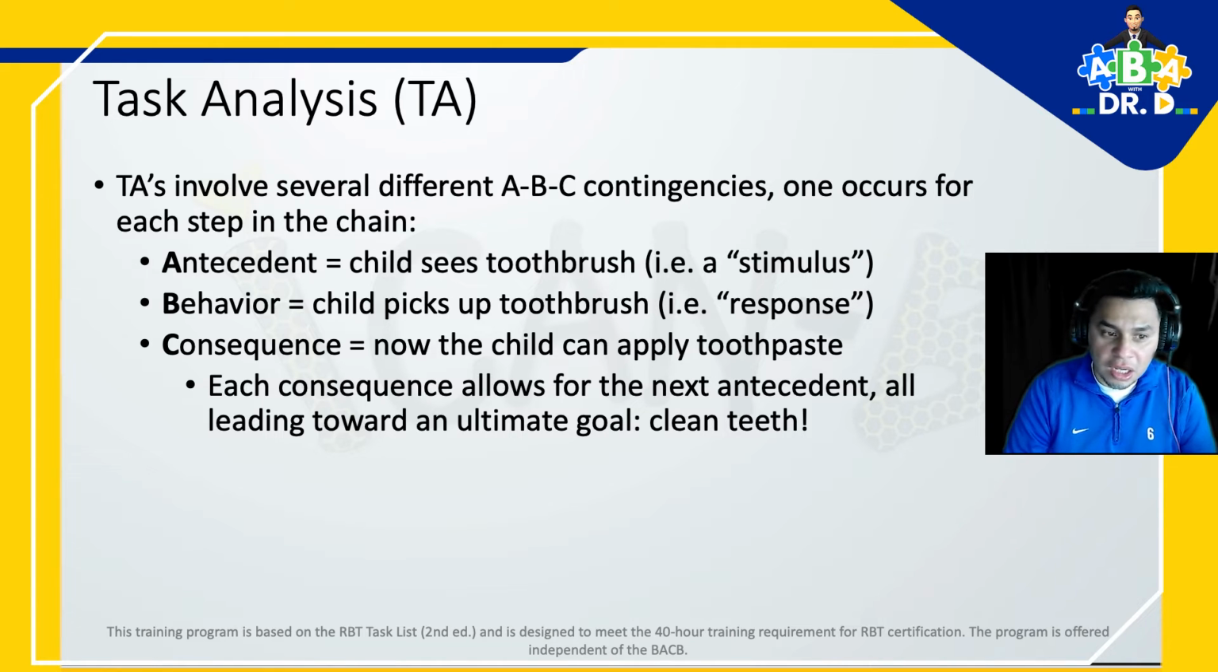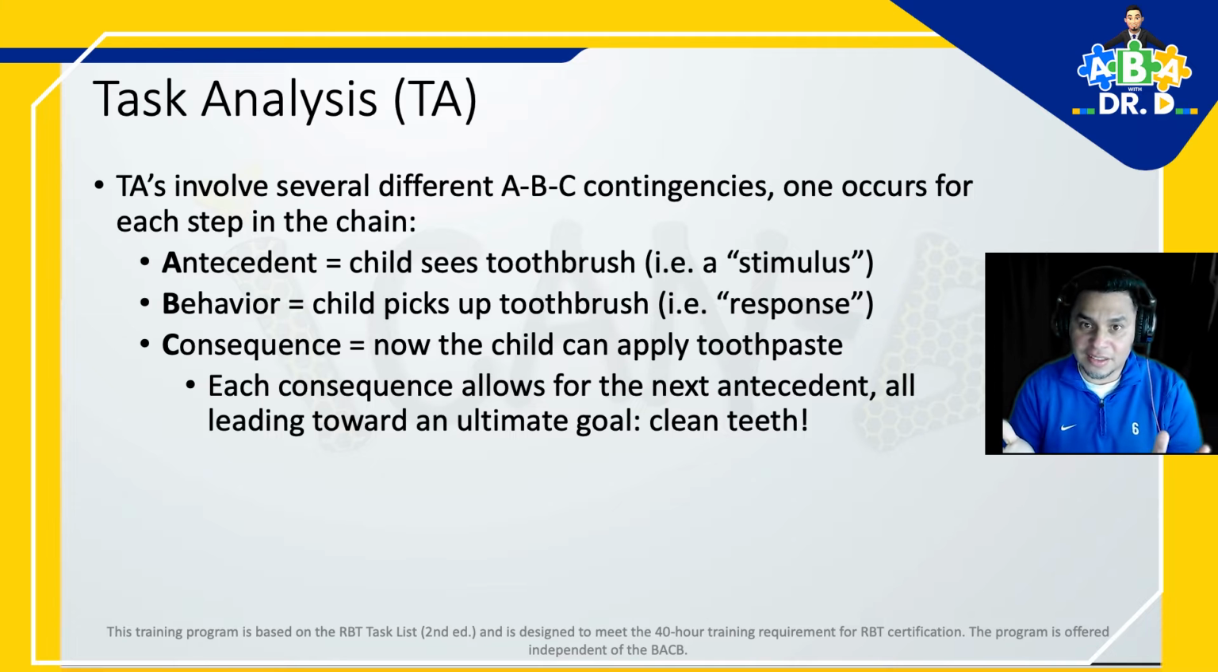The TAs do involve different ABC contingencies. So one occurs for each step in the chain. So we do have antecedents. So the child, for example, sees a toothbrush. So right there's a stimulus. So the behavior will be the child picks up the toothbrush, and the consequence will be that now the child can apply the toothpaste, and each consequence allows for the next antecedent, all leading toward an ultimate goal of clean teeth. Okay.